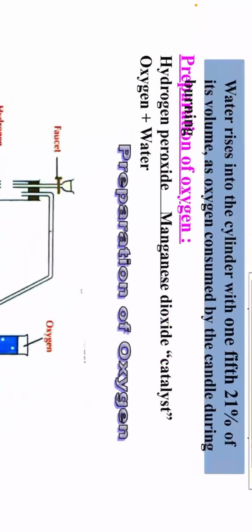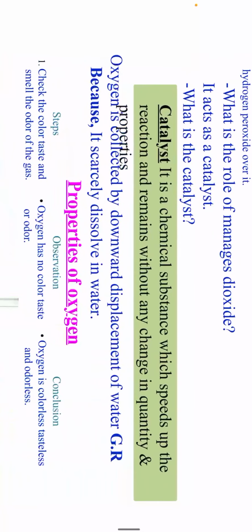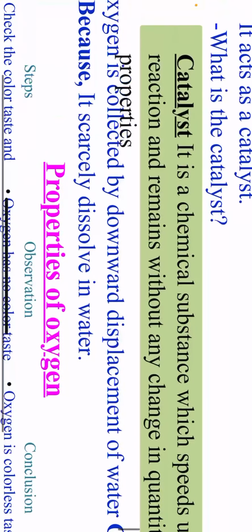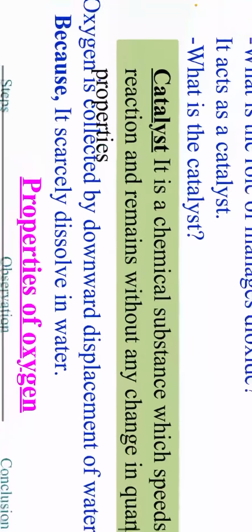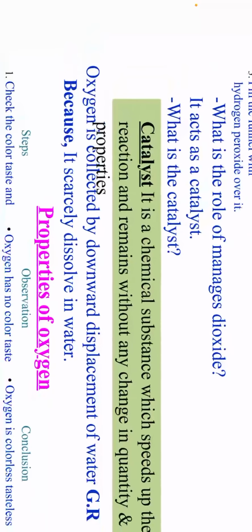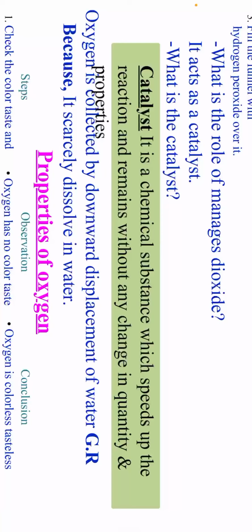We can call the manganese dioxide a catalyst. Manganese dioxide is called what? Catalyst. What is meant by catalyst? A catalyst is a chemical substance which speeds up the reaction, helps in the chemical reaction, and remains without any change in quantity and structure. So the catalyst used in preparation of oxygen is manganese dioxide.